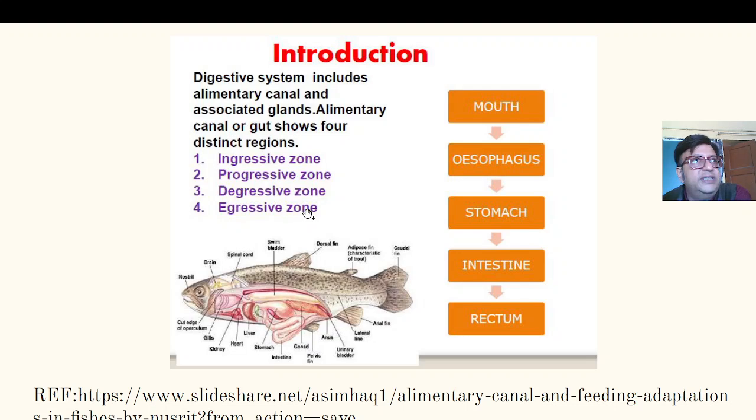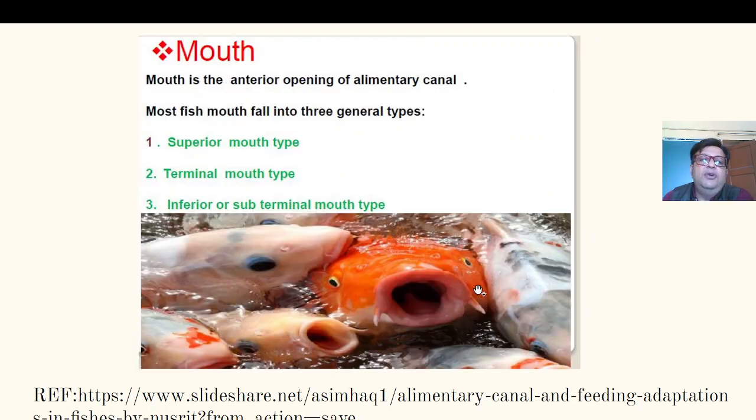Ingressive means it goes inside, then progressive means it pushes the food forward inside. Digressive means it starts to push it outside, and egressive means it's removed. So essentially it is mouth, esophagus, stomach, intestine followed by rectum. So if you look at the mouth of the fish, the mouth is the anterior opening of the alimentary canal.